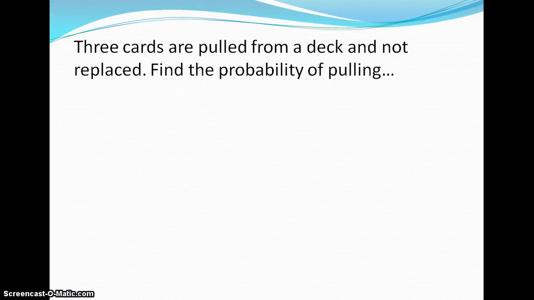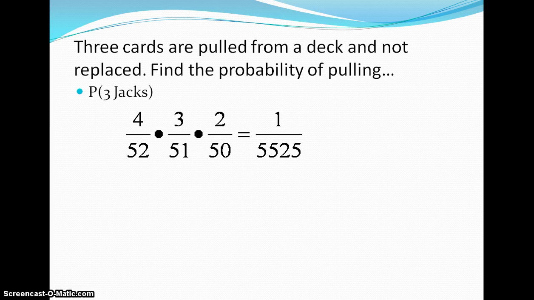3 cards are pulled from a deck and not replaced. The probability of pulling 3 jacks, well, in this case I know that there's 4 jacks in the deck, so it'd be 4 out of 52. Well, now there's only 51 cards in the deck. 3 of them are jacks, so 3 out of 51. Now there's only 50 cards in the deck. 2 of those are jacks. Multiply across. So if I pulled 3 cards out and didn't replace them, there's 5,525 different scenarios that could occur. One of those would give me 3 jacks. Which, if you think about a hand of poker, that's why getting 3 of a kind is a difficult thing to do.